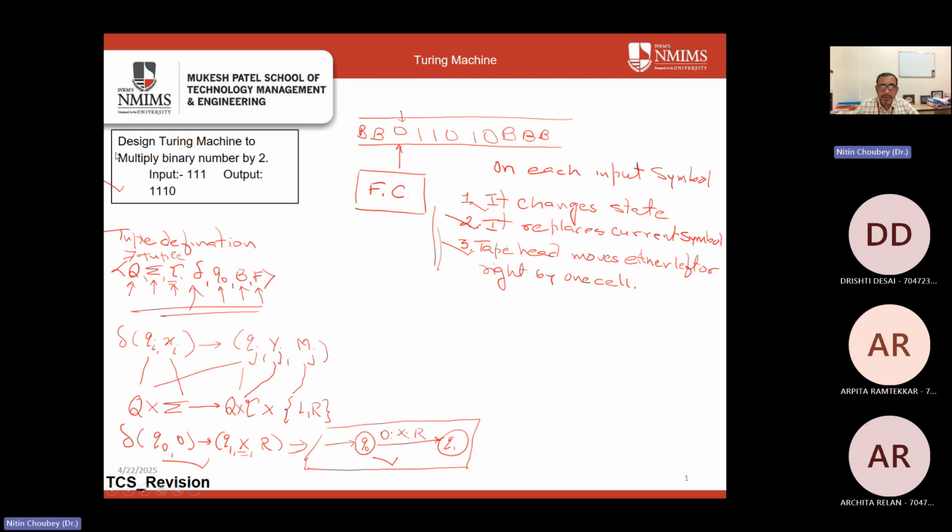Okay, great. Now let's take a very simple example I have taken here: design a Turing machine to multiply a binary number by 2. Whenever we have a binary number and we want to multiply it by 2, it can be achieved by suffixing a 0 to that binary number. Now, a binary number is comprised of two symbols, so our Σ would be {0, 1}. Either it would be 0 or it would be 1, and our input can be represented by any such combination.